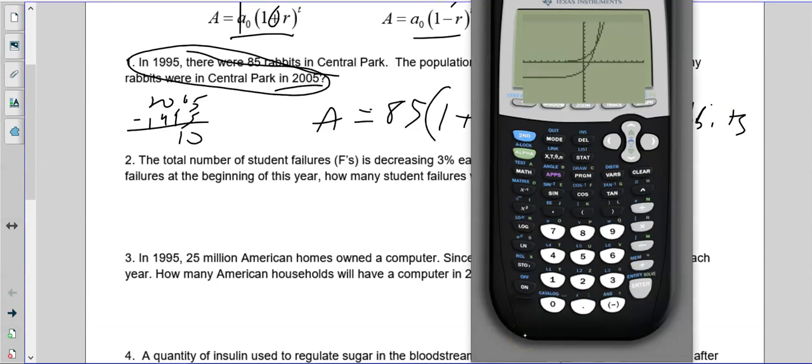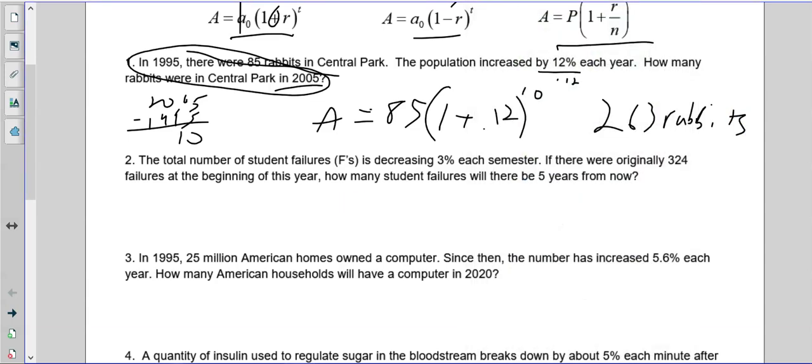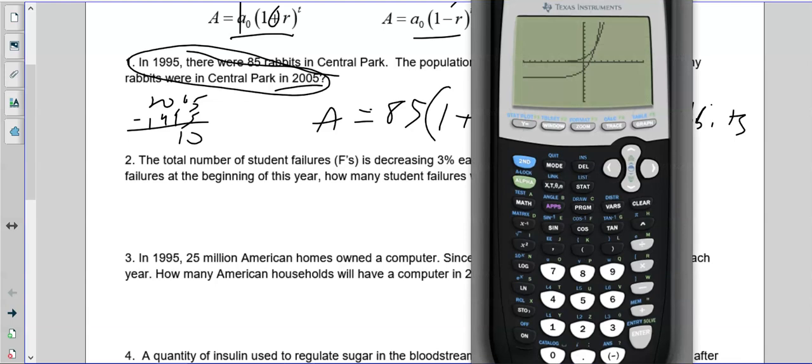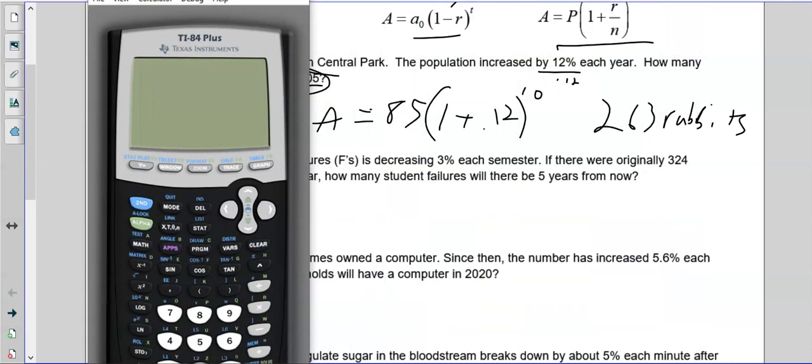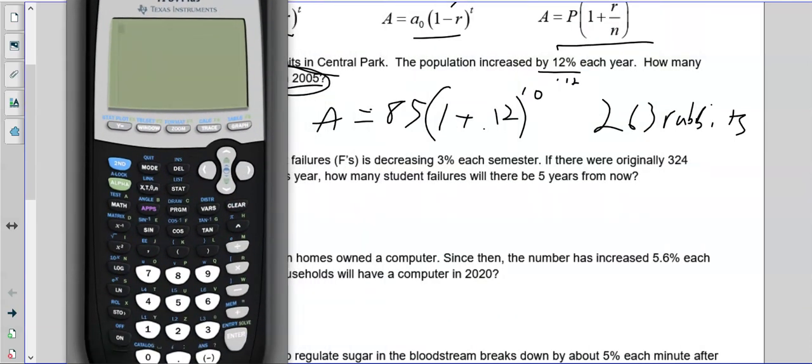Now, I'm not going to do all these in the calculator, but I just want to talk about a couple things real quick. So first off, when you're doing a problem like this, make sure that you're doing it in the right order or use the right notation. So 85, parentheses 1 plus 0.12, close that, then to the 10th power.